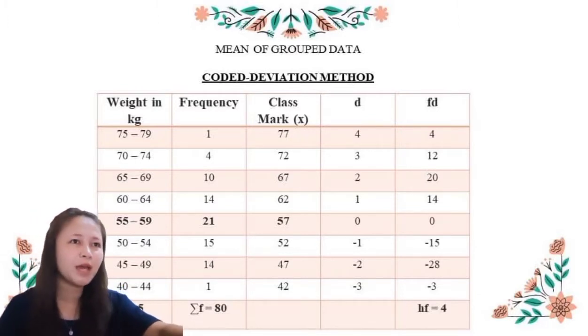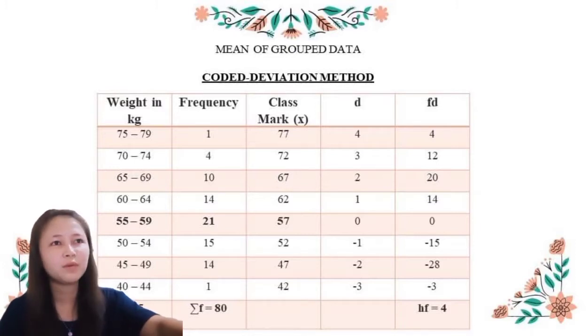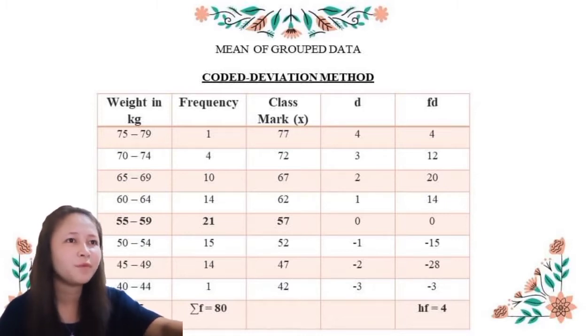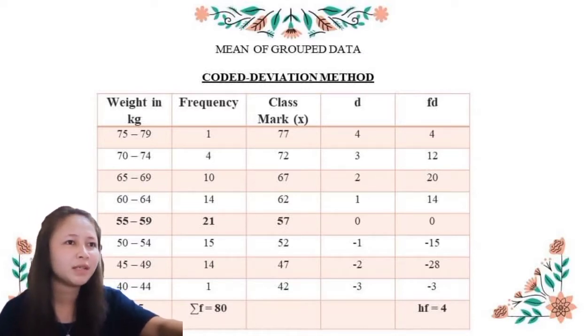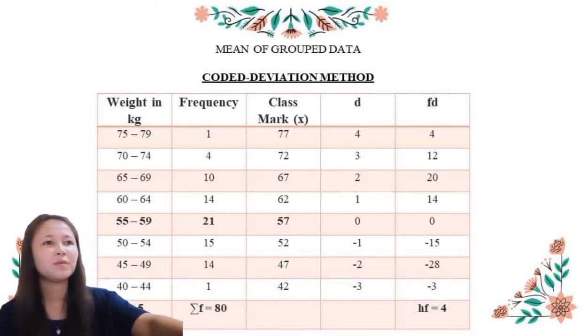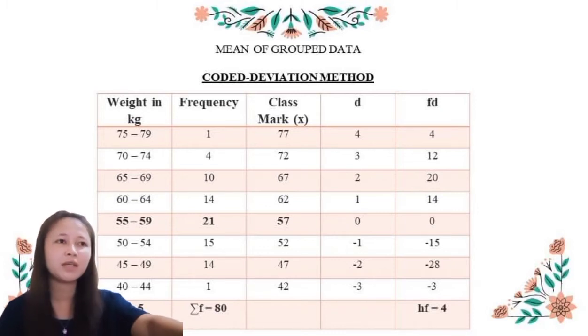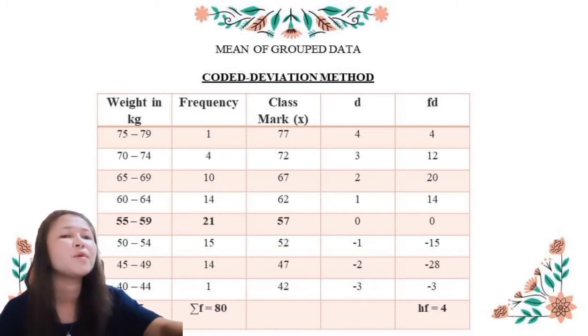In order to get the FD, we just need to multiply the frequency to the coded deviation, or the D. So, 1 times 4 is 4, 4 times 3 is 12, 10 times 2 is 20, 14 times 1 is of course 14, and then 21 times 0 is 0, and then 15 times negative 1 is equal to negative 15, 14 times negative 2 is equal to negative 28, and then 1 times negative 3 is equal to negative 3. And then we are going to add the FD so that we can get the total score of 4.